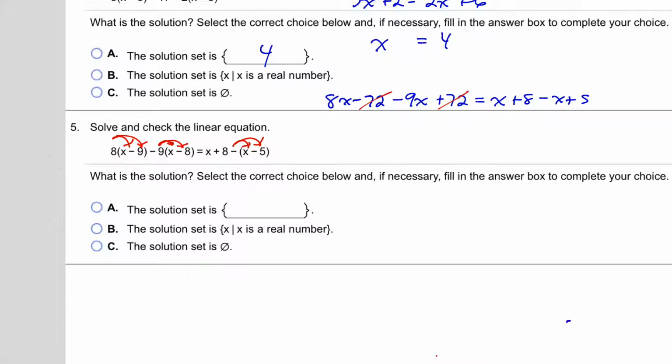So these two cancel out. These two cancel out there. So we have 8 minus 9 is -x. And we have 8 plus 5 is 13. Divide by -1 and you get -13.